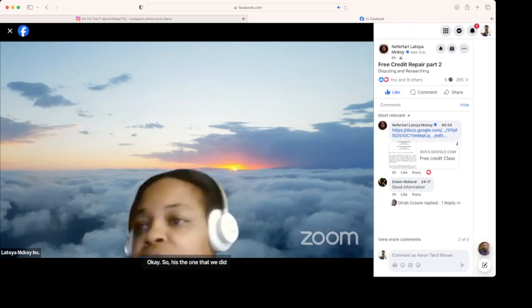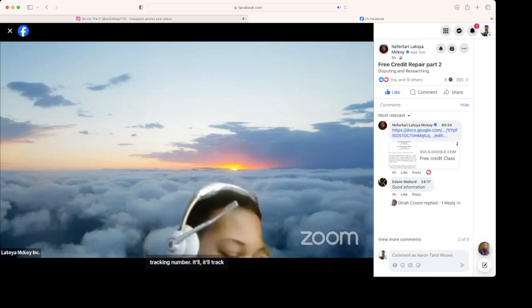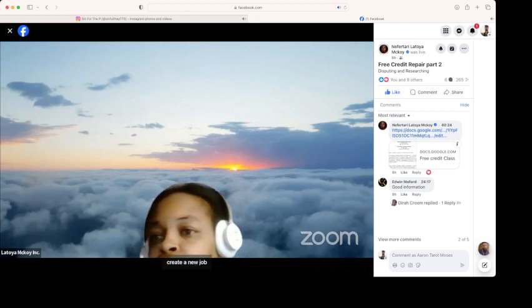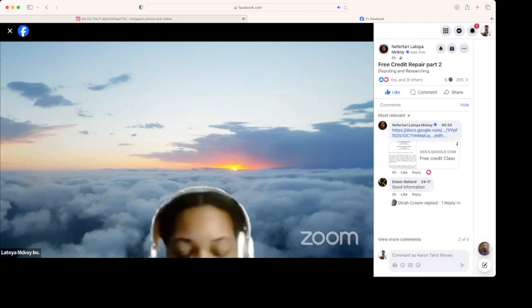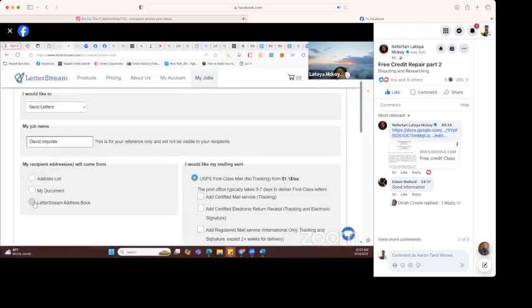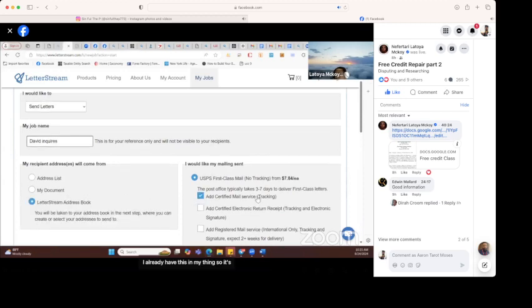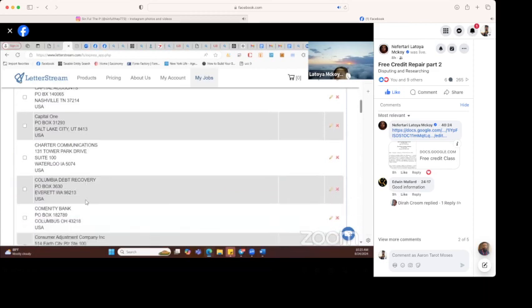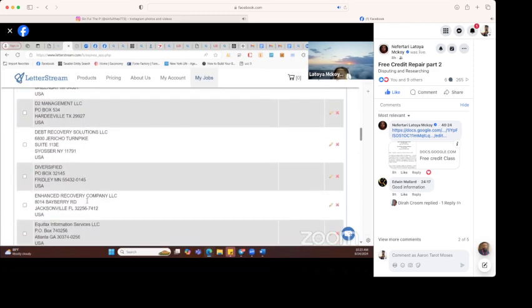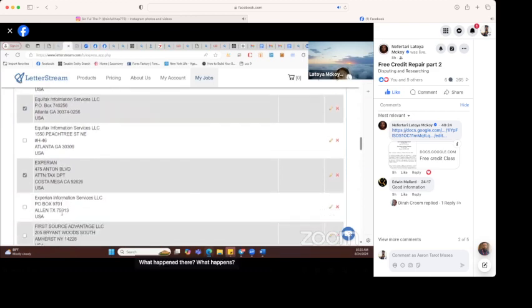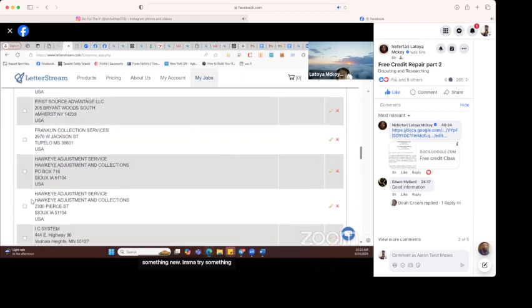Okay, so the one that we did yesterday has not generated a tracking number. It'll track it in a minute. All right, so let me share my screen and we can create a new job. I already have this in my thing, so it's nothing that I need to do extra. So I'm just gonna look for Equifax. What happens? I never tried this. Equifax, Experian. I'm gonna try something new.